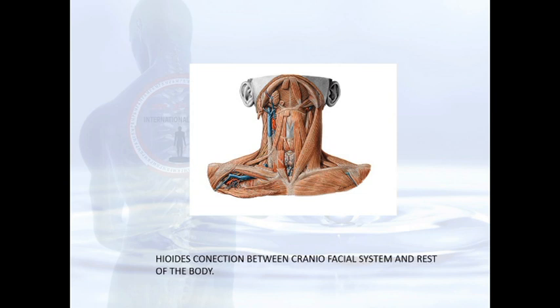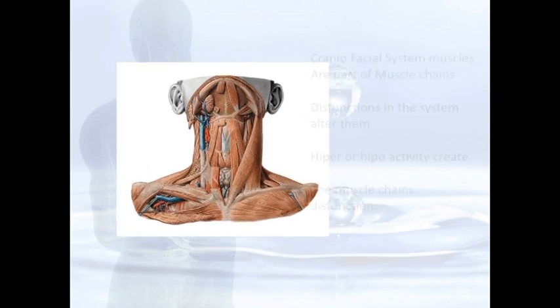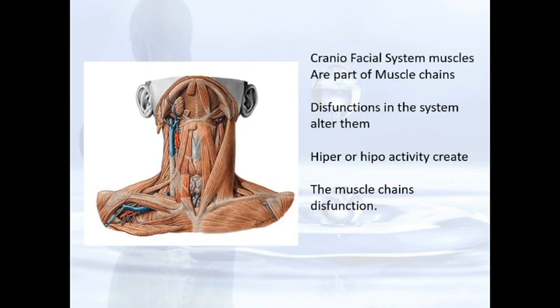You will see a video later. This area, as you see there, it is the hyoid system. Upper on it and lower on it, the connection. The craniofacial system muscles are part of the muscle chain. They are part of the reaction of the muscle chain.